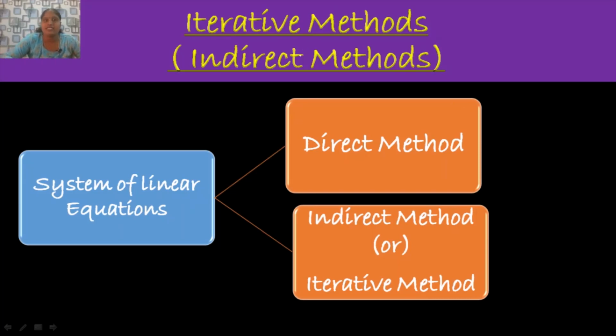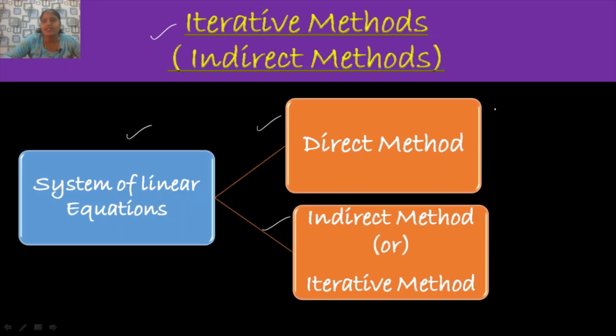Welcome to Math Advice. In this video, let me discuss the iterative method, or indirect method, for solving a system of linear equations. For a system of linear equations, we have two methods, that is, the direct method and the indirect method, to find the solution of the given system of equations.